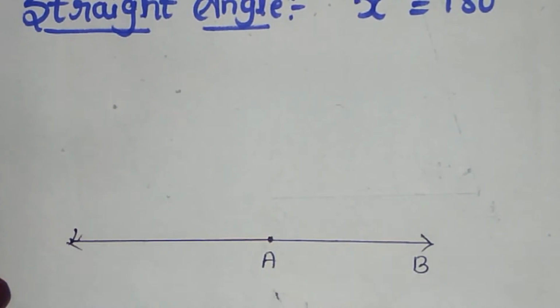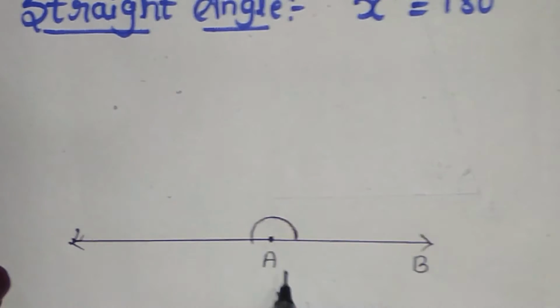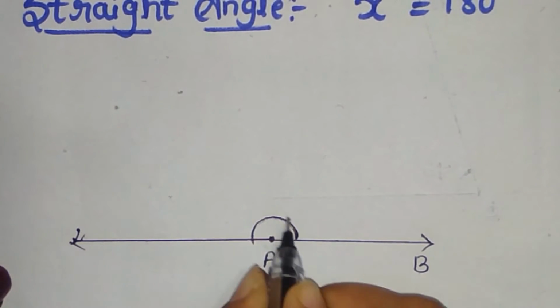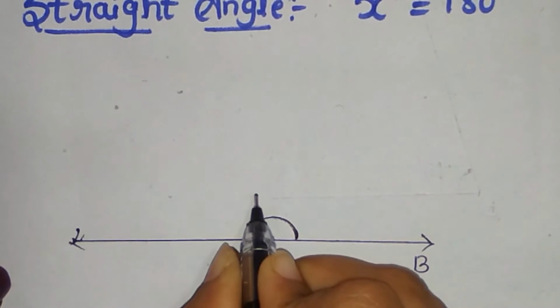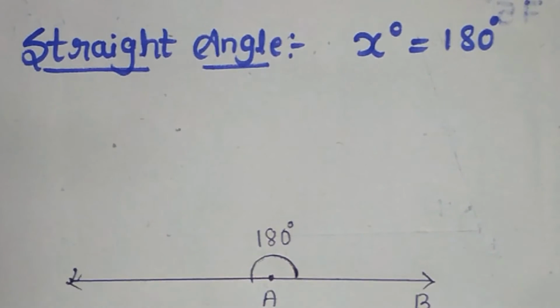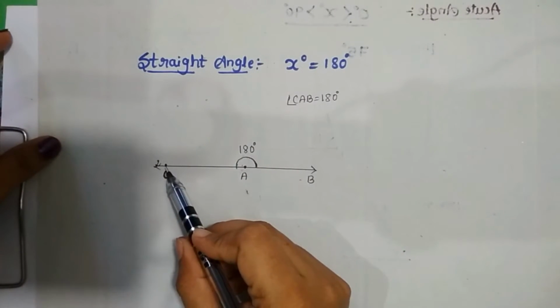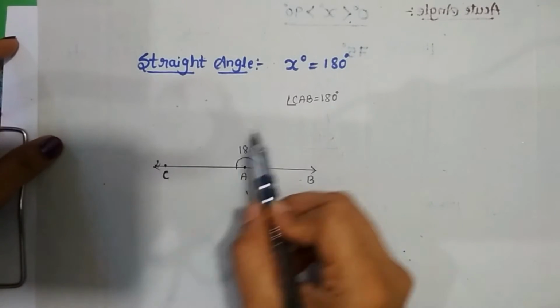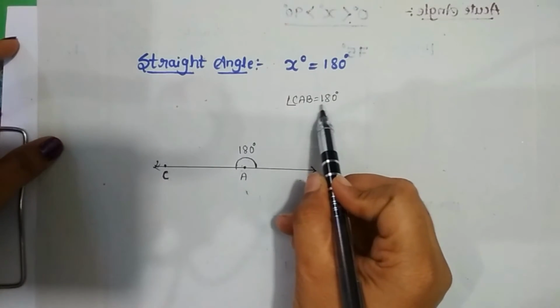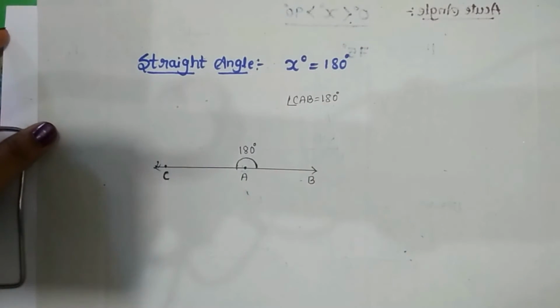Can you see here? Now our angle is formed in between these two rays. So the angle formed in between these two rays is what? 180 degrees. An angle which measures 180 degrees is always a straight angle. If I name this point C, now angle CAB is equal to 180 degrees. This is the example for a straight angle.